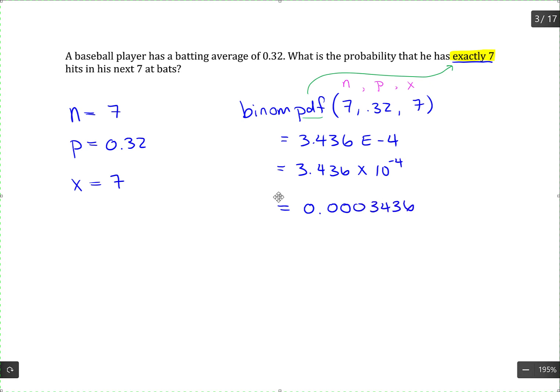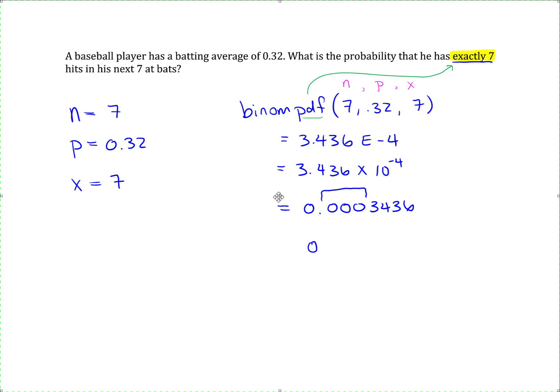0.0003436. Now, depending on how accurate the answer is requested at the site, you may have to round a few additional decimal places just so you have some significant figures. If you round to 3, which is pretty common across the site, then technically you have a probability of 0, which it's not impossible for this to happen, it's just extremely unlikely.